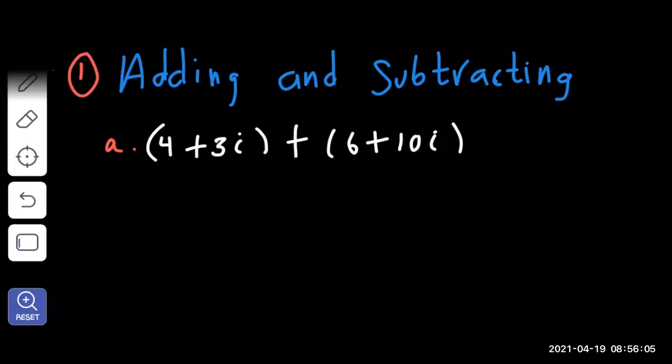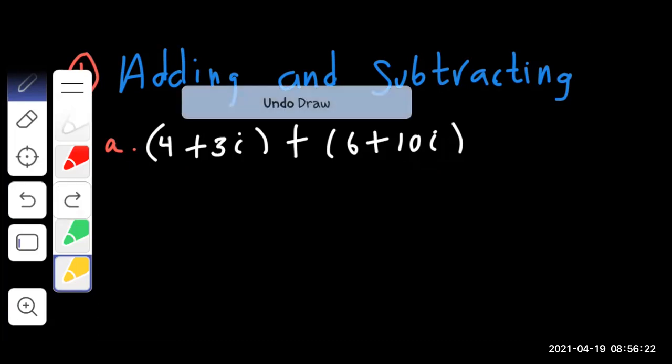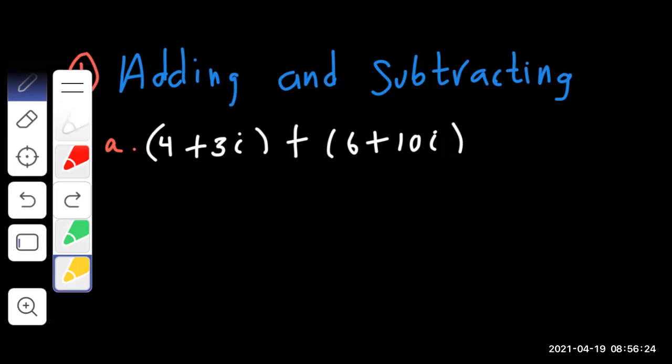Okay, let's get down to work. How do we add or subtract complex numbers? Let's start off by adding complex numbers. Take a look, guys. This is one complex number, and this is another complex number. How do we add them? That is the million dollar question. How are we going to do that?